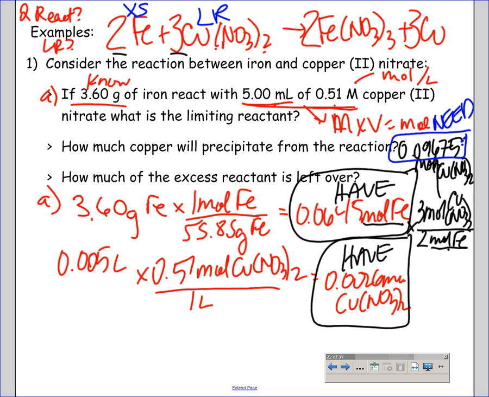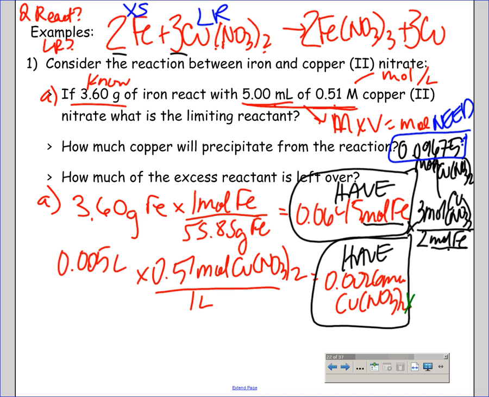The 2 times 0.064. I was showing you the ratios. So I was saying if I have this much of the iron, it reacts in a 3 to 2 ratio. So I need 3 moles of copper 2 nitrate for every 2 moles of iron. So that's a 3 to 2 ratio. So I just have to say this times 3 over 2 to figure out how much I need of that reactant I have on top right here. And I'm going to show you this bottom one here too.